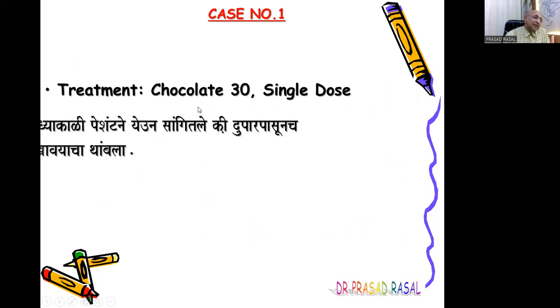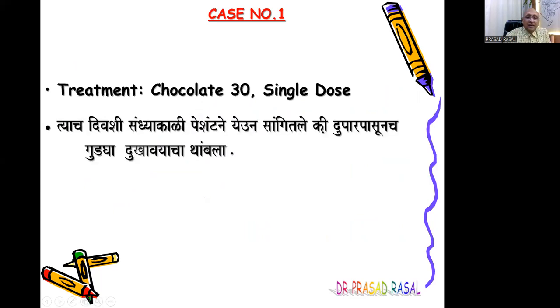Single dose, and the patient returned in the evening and she told me, "Doctor, since afternoon there is no more pain in my knee." And it went directly right from that day till today, it recovered.